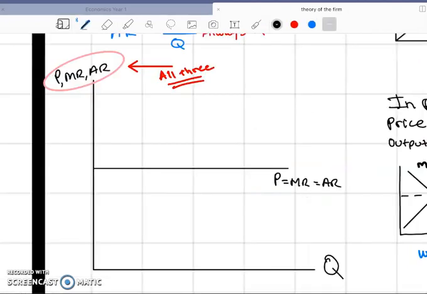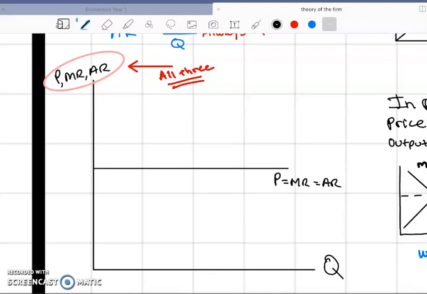In this next diagram, we can see the marginal revenue and the average revenue. What is important to understand about the marginal revenue and the average revenue in perfect competition is that they are going to be constant. So the marginal revenue will be the same for each additional unit of quantity that's sold to the marketplace.